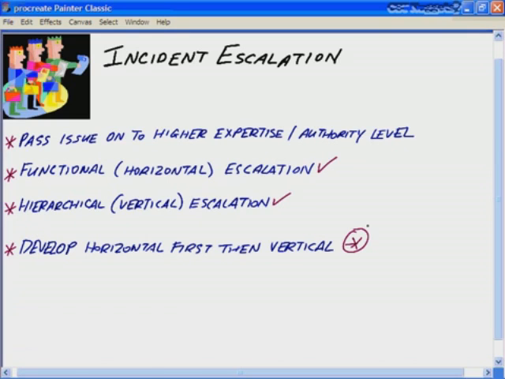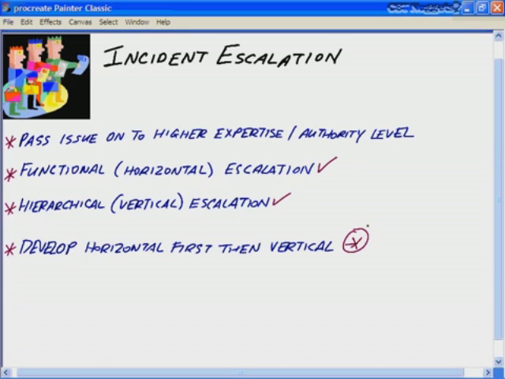Now, from a design standpoint, you want to fully develop the personnel and the systems of the functional or horizontal escalation first, to make sure that you have the personnel in place: the coworkers, the special skill sets, the access privileges, the individuals that have more time to allocate. Only then do you fully develop that hierarchical escalation by creating second, third, or nth tiers.